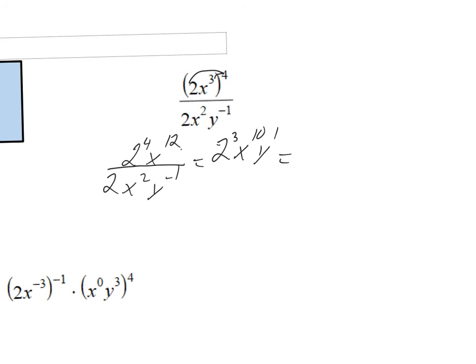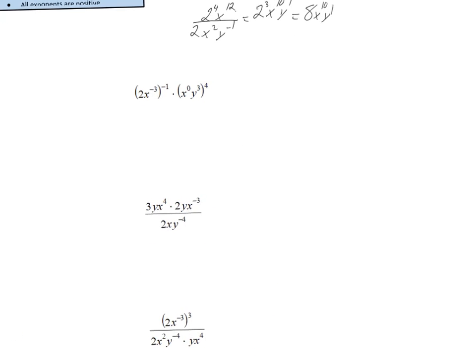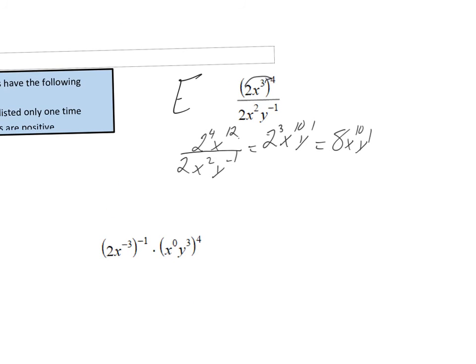So what is 2 to the fourth? Or 2 to the third, it is 8. X to the 10th, y to the first. So let's see. Y to the first, x to the 10th. Okay, so it is e. We are using e here.